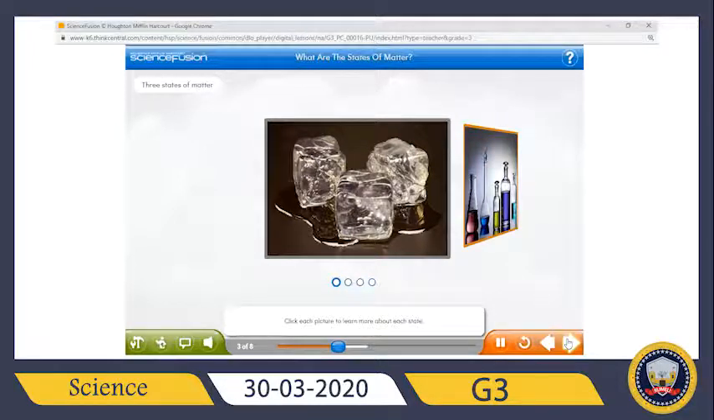Solids like these ice cubes have a definite shape and volume, like you see in this picture. Volume is a measure of how much space matter takes up. By looking at this ice cube, it's clear how much space they take up, right? You can measure it. So what about liquids?